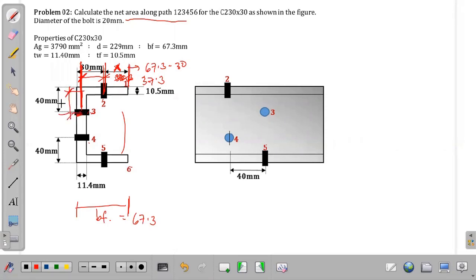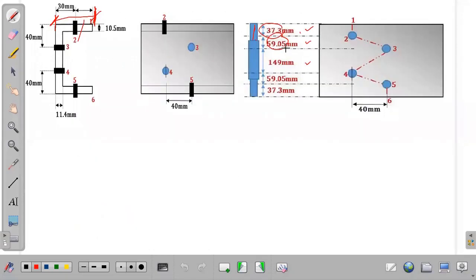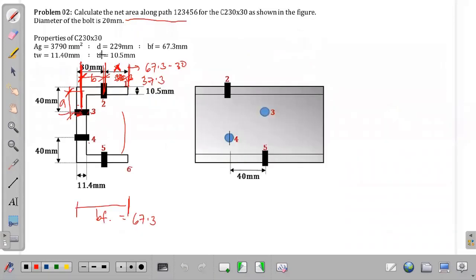So, say this is A, this is B. So, A plus B, yan yung 59.05. So, ilan yun? So, we have 30 minus yung thickness ng flange natin. Yung thickness ng flange is equal to 10.5. Tapos, yung thickness ng web is 11.4.